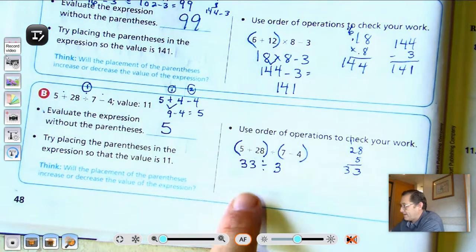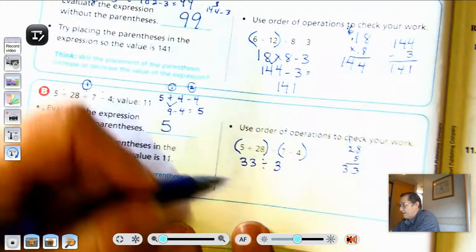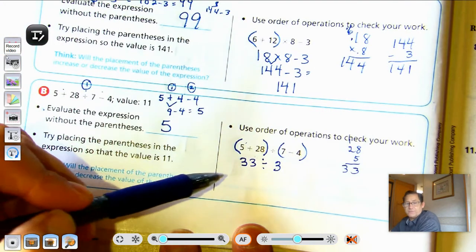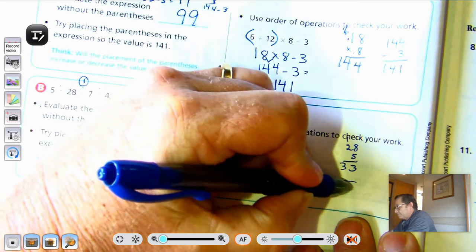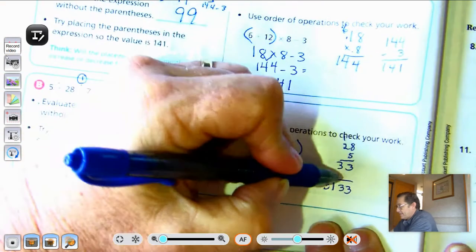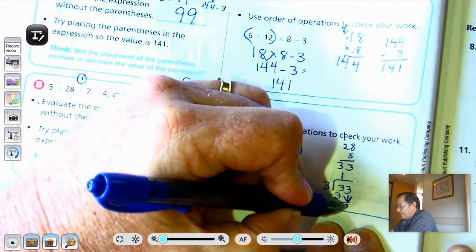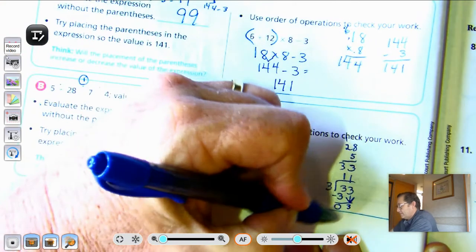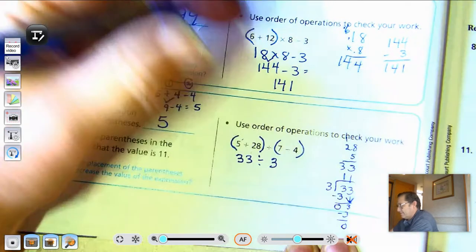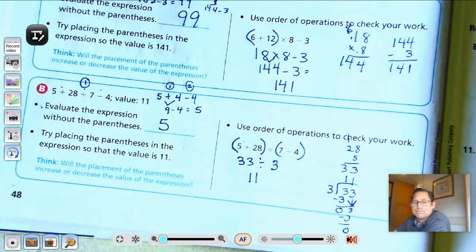Okay, remember, we can't divide before we do the things in parentheses. All right, so now, after doing the things in parentheses, I'm left with 33 divided by 3. Will that give me 11? How many 3s can I take from 3 tens? 1. Bring down my 3 ones. How many 3s can I take from 3 ones? 1, leaving me nothing left over with an answer of 11. Okay, so that would be correct.